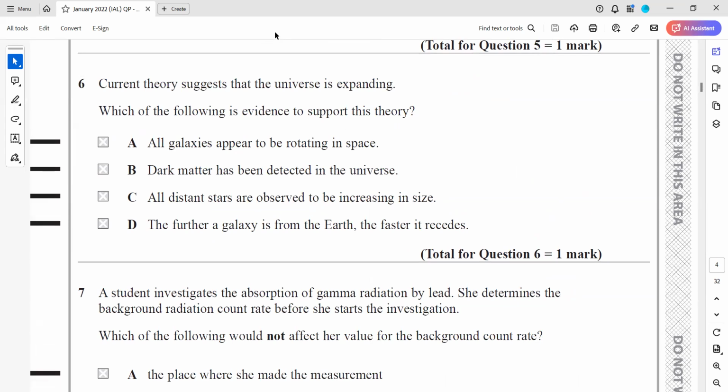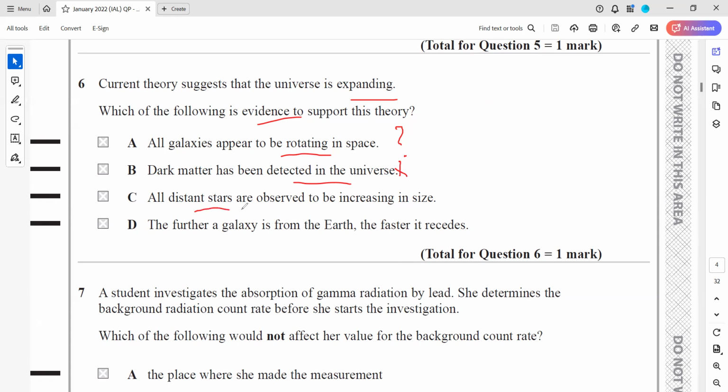Current theory suggests the universe is expanding. Which of the following is evidence to support this? How can we say the universe is expanding? All galaxies appear to be rotating in space. That does not give an idea. Dark matter: if dark matter is detected, dark matter means the gravity should be stronger, so the universe expansion rate should be slower, or the size of the universe should be smaller.